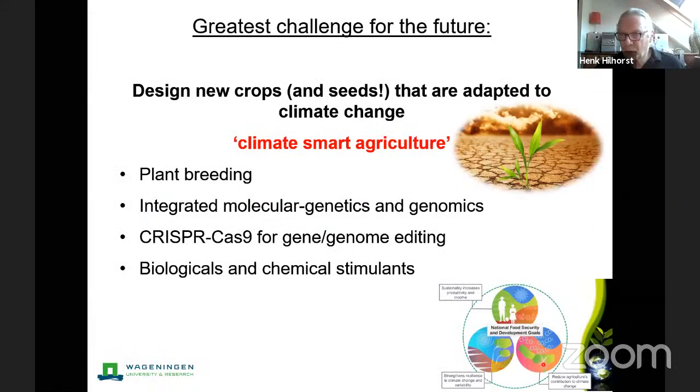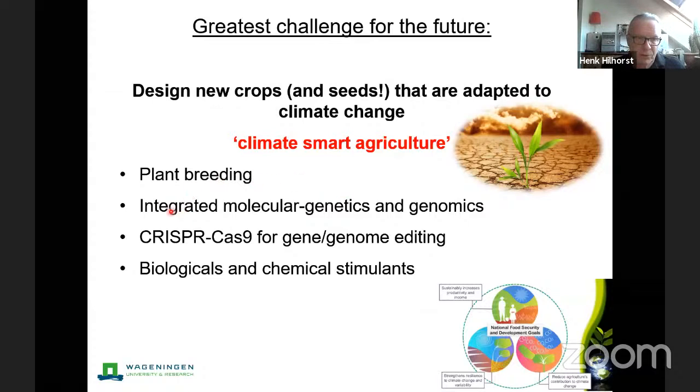The greatest challenge for the future, also for seed biologists, plant physiologists, agronomists and plant breeders, is that we have to design new crops, but also new seeds to produce these crops, that are adapted to climate change. You may call that climate smart agriculture. What you would like to do is to have plants and crops that are able to grow under very harsh conditions. Well, that is a huge challenge. For that you need plant breeding, of course, like we have been doing for thousands of years.